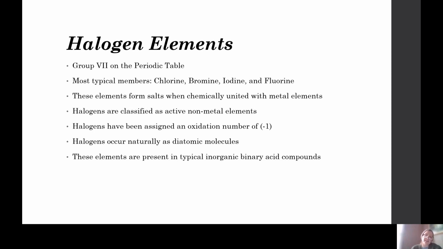Halogens occur naturally as diatomic molecules, like oxygen. Oxygen occurs naturally as a diatomic molecule as well, meaning they don't naturally occur by themselves as an individual atom. There are usually two covalently bonded. Halogens are present in typical inorganic binary acid compounds. Inorganic binary means two-element acid compounds.